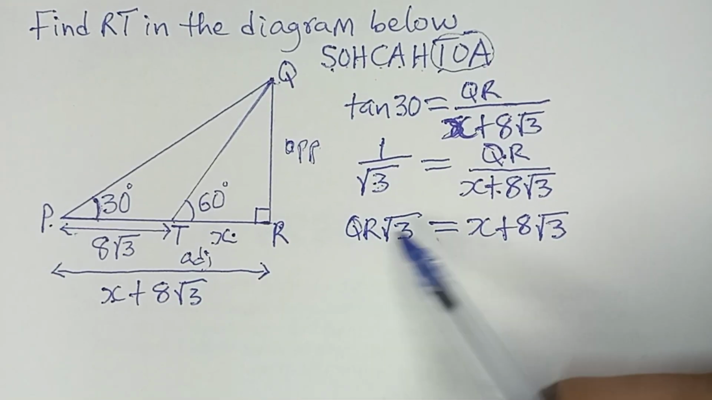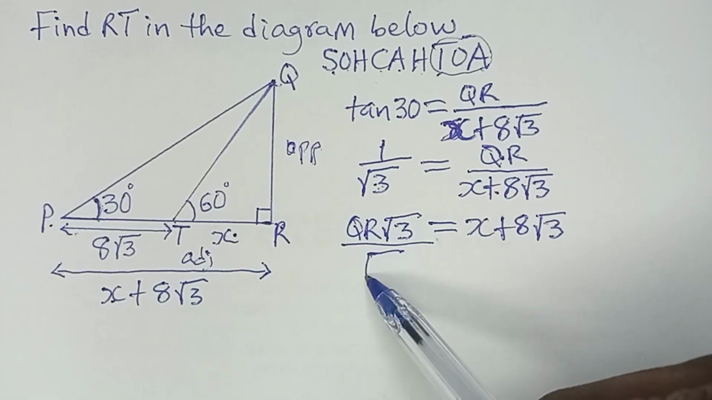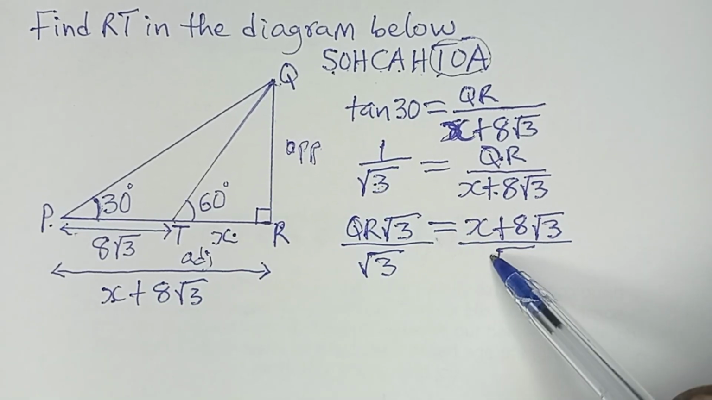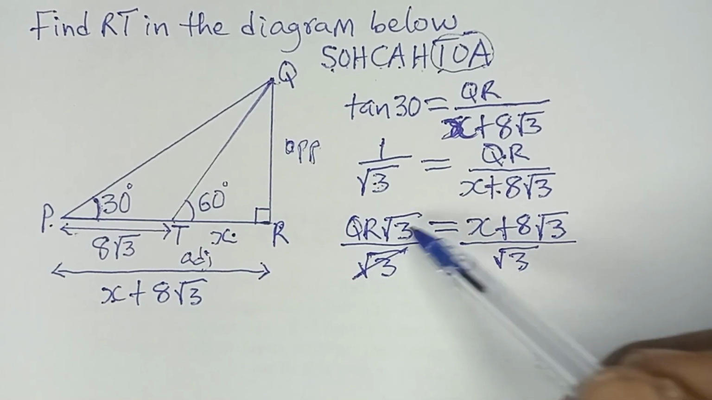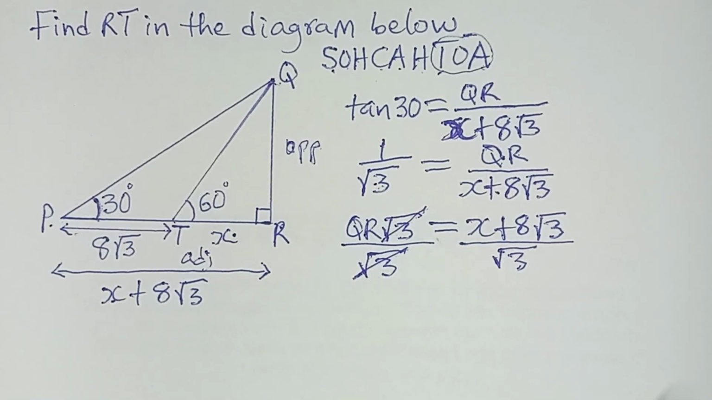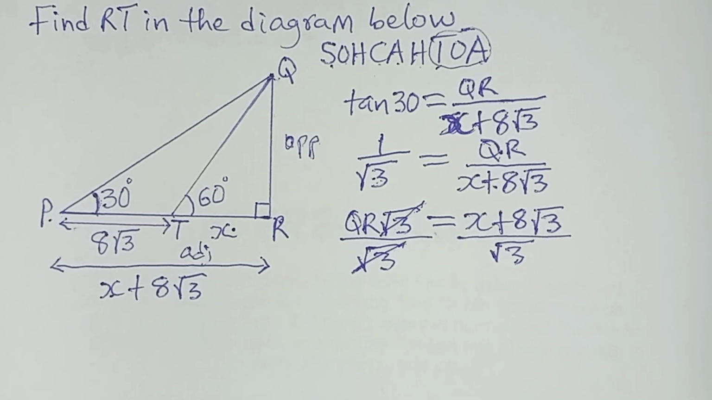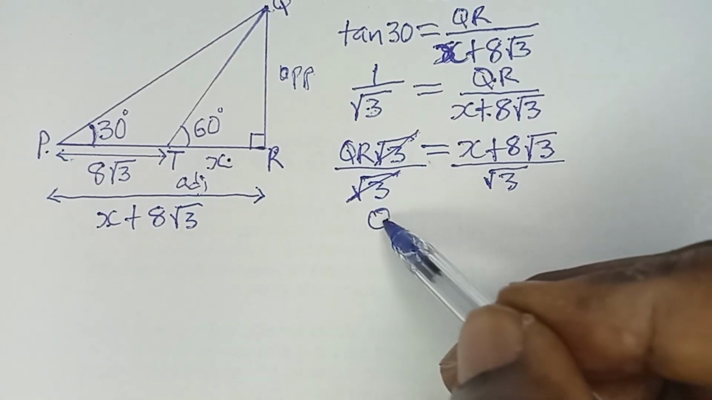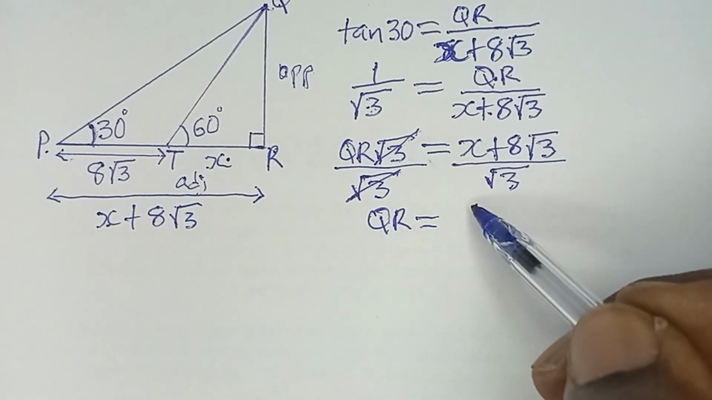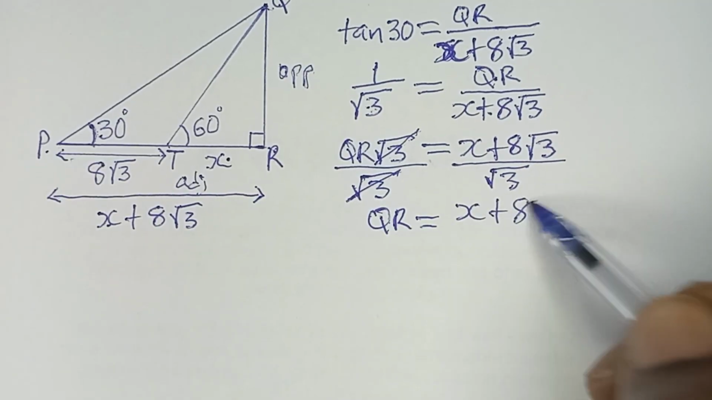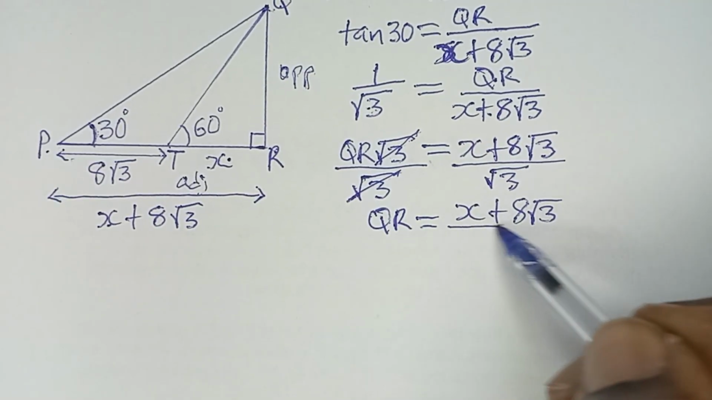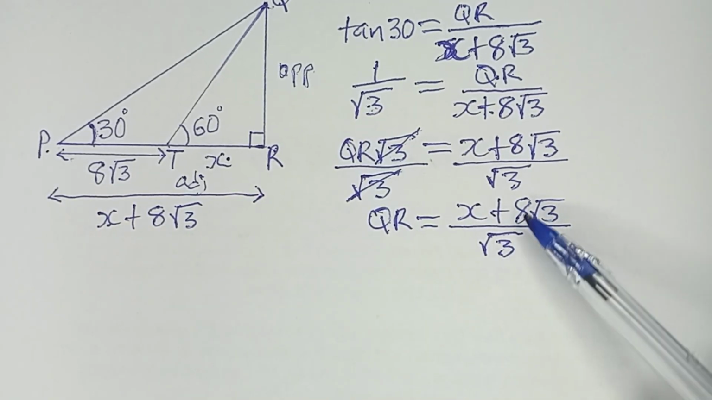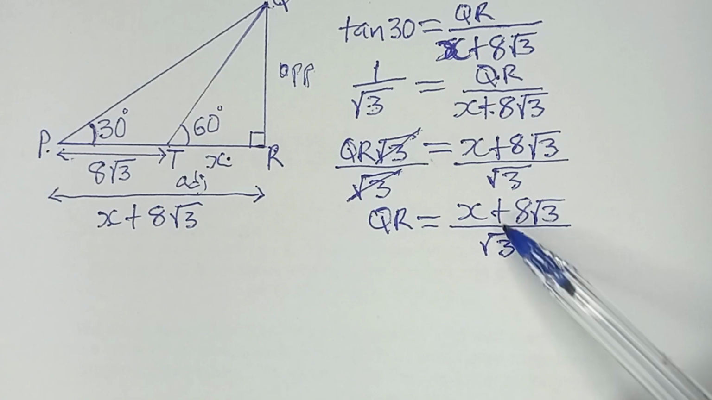So we are looking for QR. We simply divide both sides by root 3 to give us QR. Root 3 cancels root 3 on both sides. Now what I have left is QR equals X plus 8 root 3 all over root 3. So this is the value of QR.